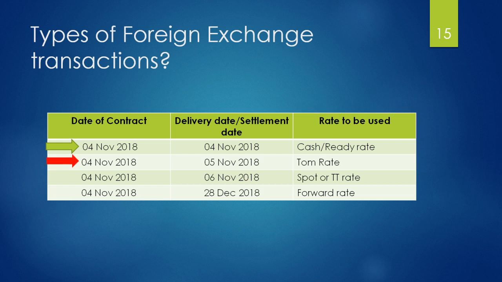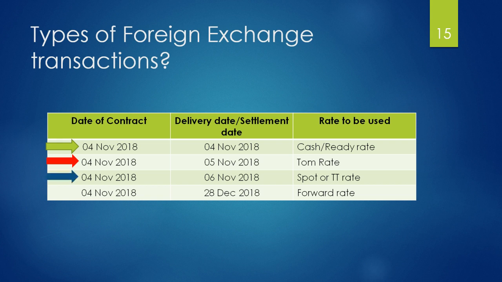The second deal happened on 4th November 2018 but settled on 5th November 2018. As you can see, the settlement took place on the second day. Thus, this is the term transaction, hence the rate used will be term rate.